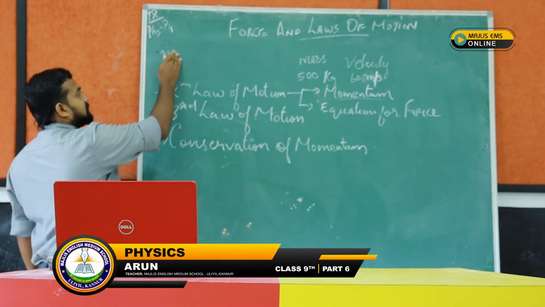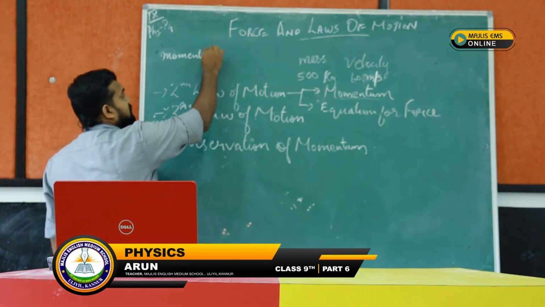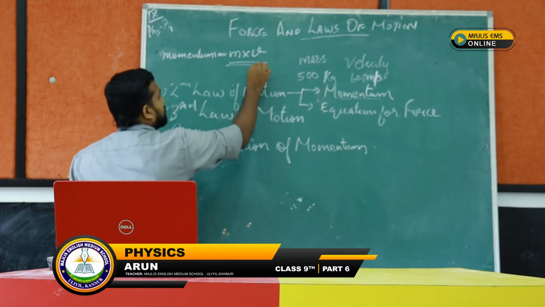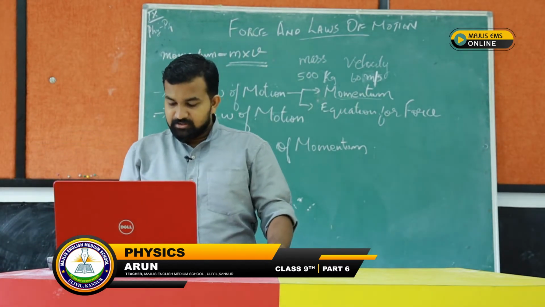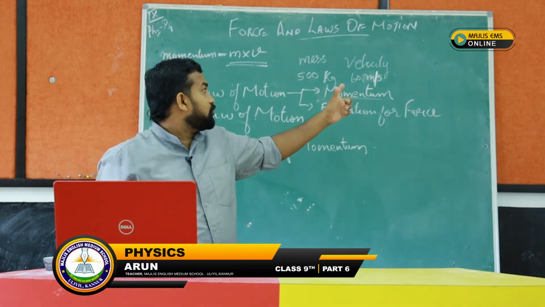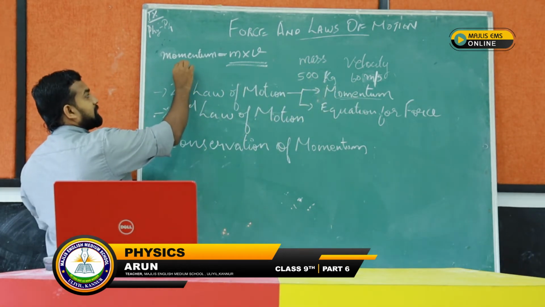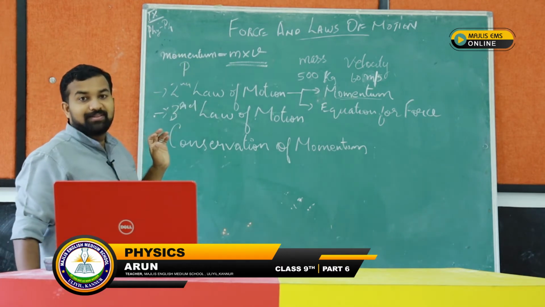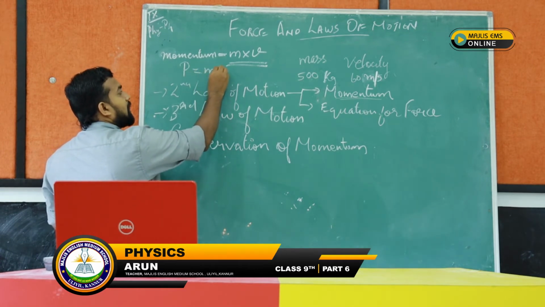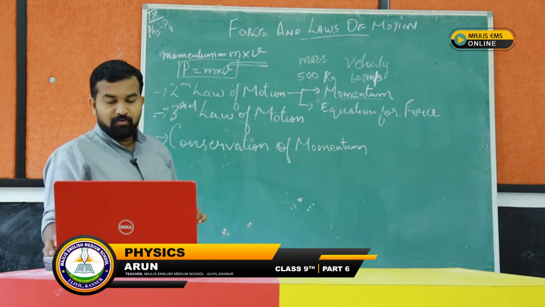Momentum is nothing but the product of mass into velocity. The product of mass into velocity will give you what? Momentum, and it is denoted by the letter P. So P is equal to mass into velocity.